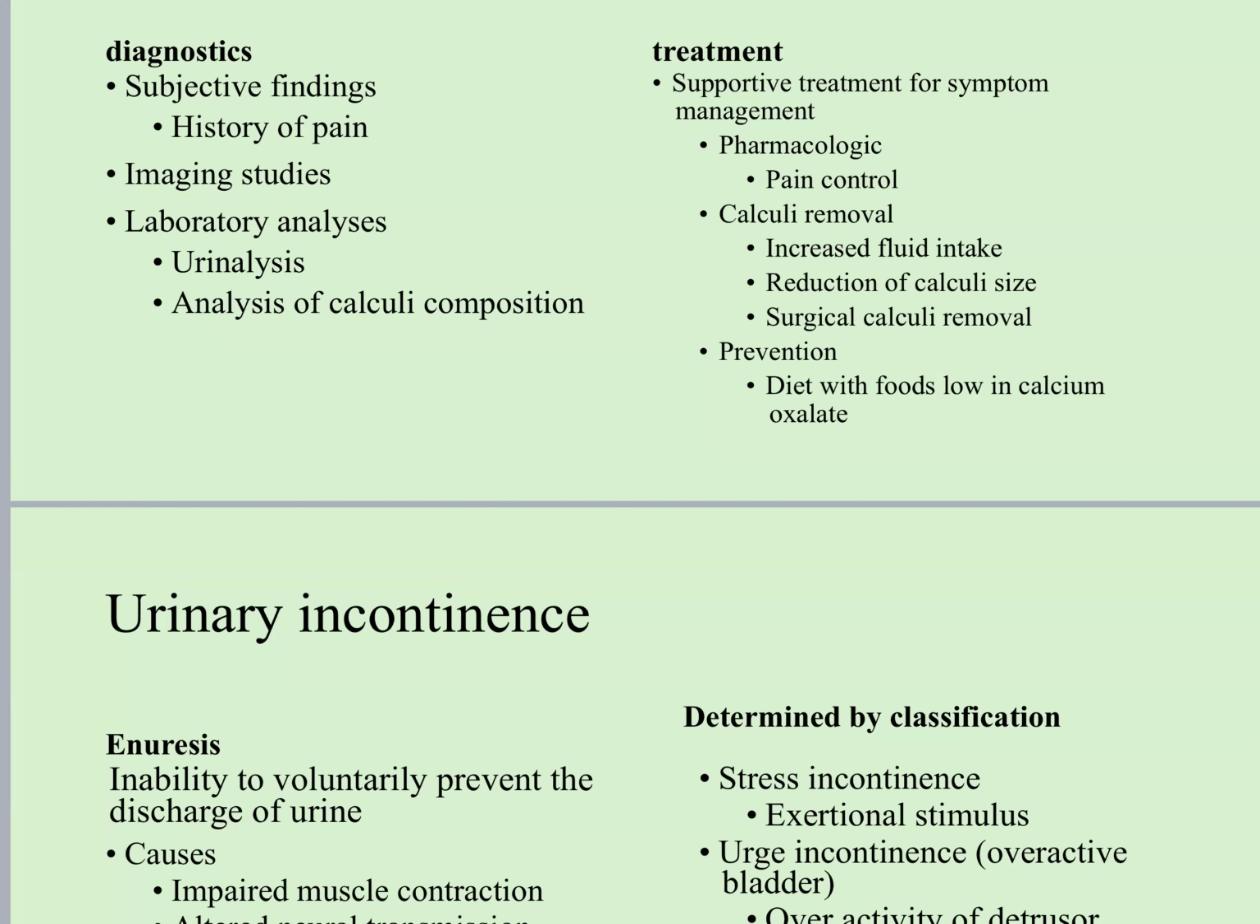But really, the things that are pretty high in calcium oxalate are spinach, rhubarb, nuts, beets, chocolate, and sweet potato. All those foods are high in calcium oxalate. So somebody with a kidney stone will need to be really careful about not taking those things in.